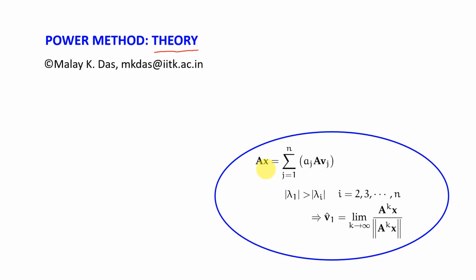We will show that for any vector x, I should be able to write Ax as sum of aj A vj, summed over j equals 1 to n, where v is the eigenvector of this n by n matrix A. And then if lambda 1 is the dominant eigenvalue, we will see that the unit eigenvector v1 will be given by A to the power k x divided by norm of A to the power k x as k tends to infinity.